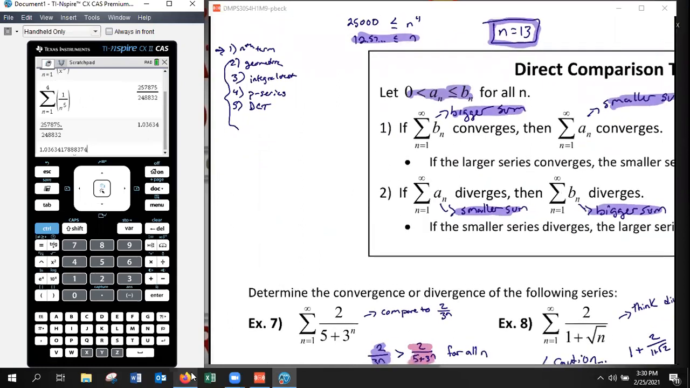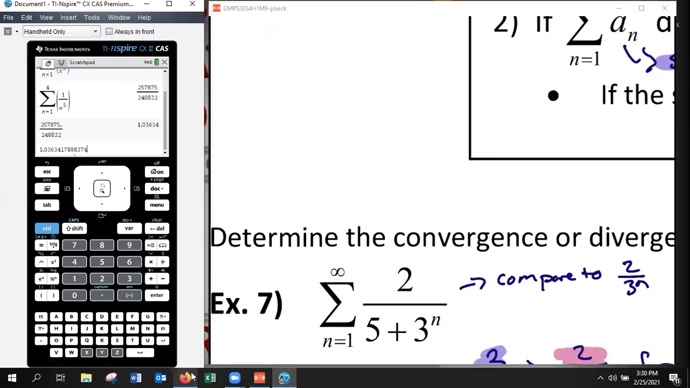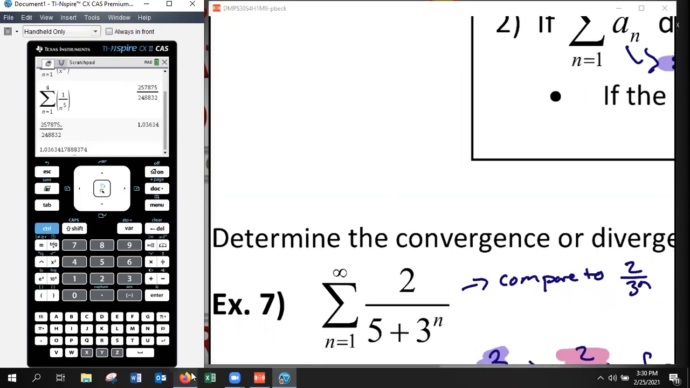Now, if I look at problem number 7, I don't want to show all the work just yet. If you notice, I'm saying, let's do some kind of comparison to 2 over 3 to the n. So when I look at this, number 1, can I find the integral of this? The answer is probably yes, but I really don't want to. Is this geometric? No, it's not.